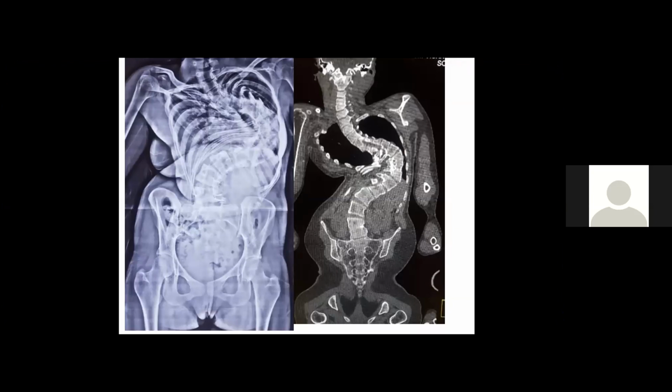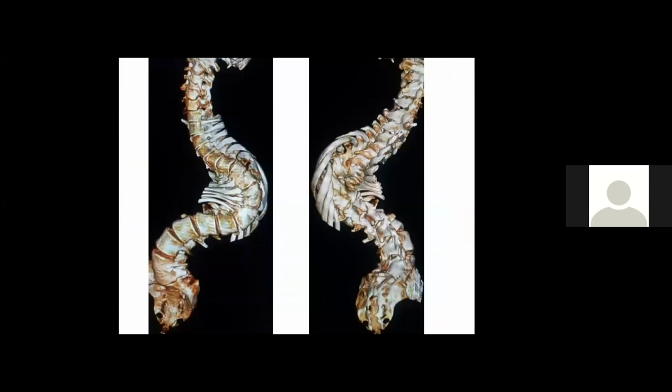The fused portion is somewhere here, no? Yes, in the mid, the convex part of the apical region. Is there a fusion in the ribs also? Definitely, the ribs were not fused. You can see the 3D reconstruction. Yes, the ribs were not fused.